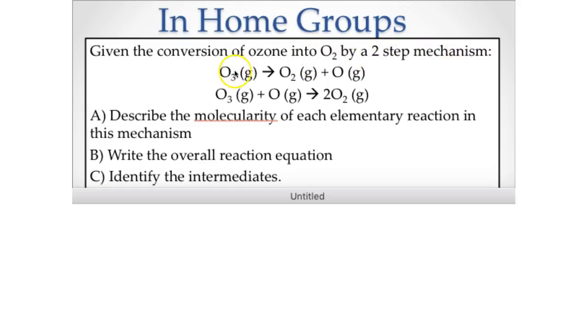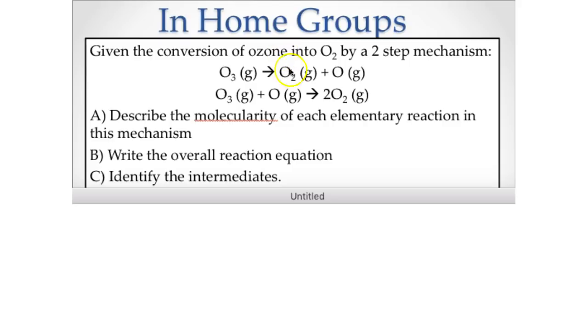So here we have ozone, it's making O2 and O. Here we have ozone again, but it's reacting with O, and it's making 2O2. The questions, 3 questions, say, describe the molecularity of each elementary step in this mechanism. So what it's saying is, is it bimolecular, unimolecular, termolecular?